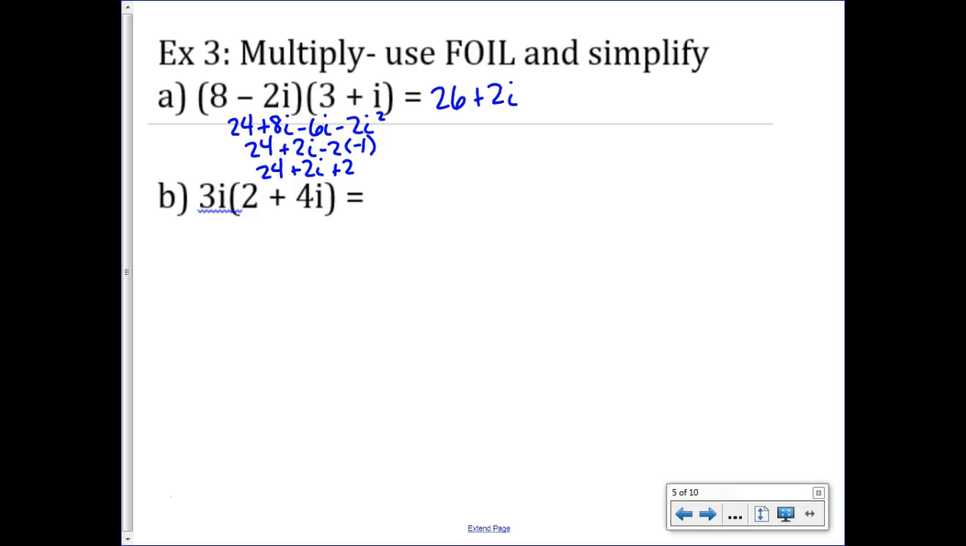With this one, we're just distributing. So 3i times 2 is 6i. And then 3i times 4i is 12i squared. But we know that i squared, again, is -1. So we have 12 times -1. So I end up with -12 plus 6i if I write it in the a plus bi form.